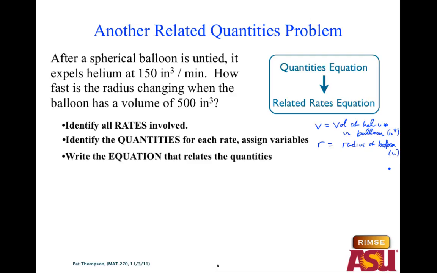So now we want to write an equation that relates the quantities. Sometimes it just might be given to you. You might just have the equation that relates those quantities. Other times you'll have to figure it out or apply what is appropriate. So we have the volume of the helium in the balloon and the radius of the balloon, and we need to come up with a relationship, the quantities equation. What is the quantities equation if we've got volume of helium in the balloon and radius? What will that be?